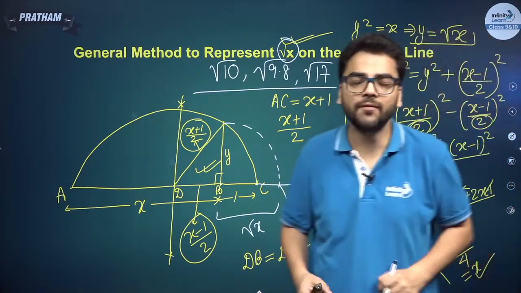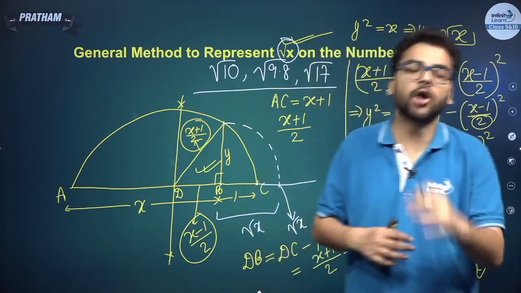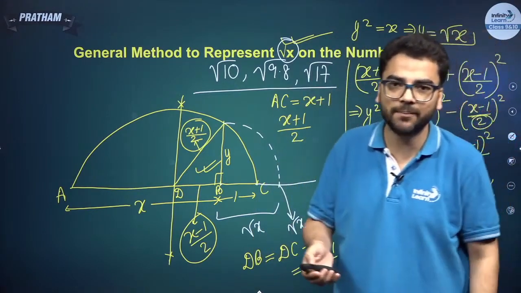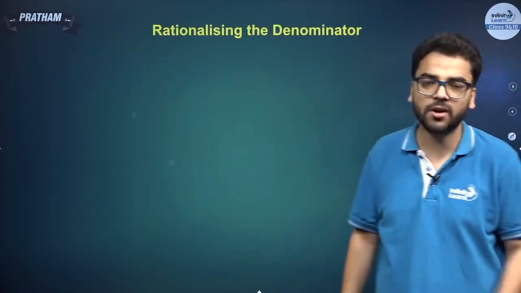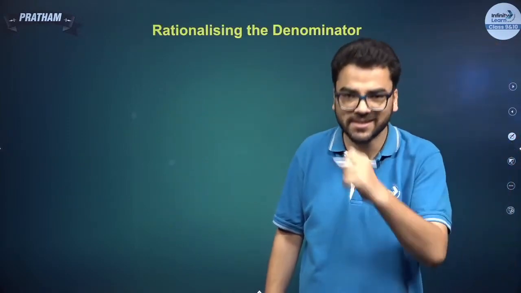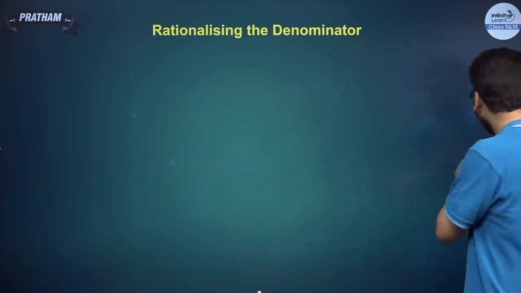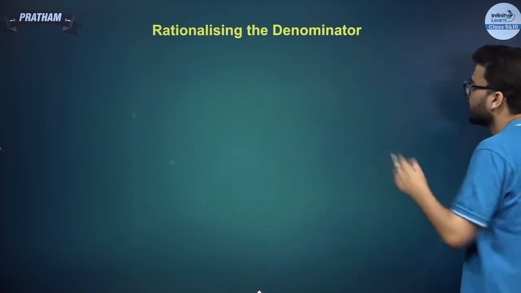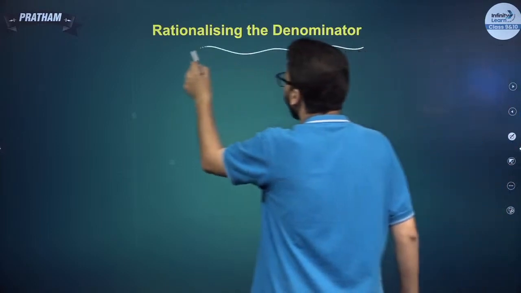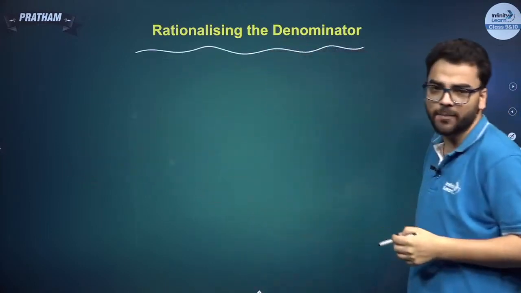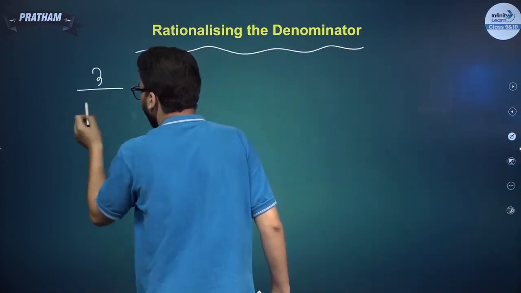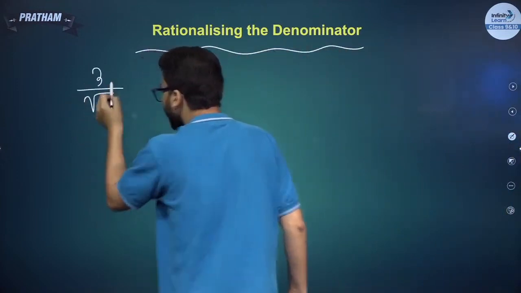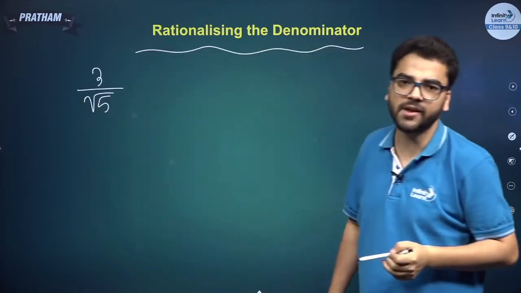So that was all which you need to learn in how to represent irrational numbers on the number line, right? Now we have got something called rationalization of the denominator. So let us learn that. Basically, the first question is, why do we actually rationalize the denominator? For example, I've got a number like this. The denominator is an irrational number. Root 5 is an irrational number.